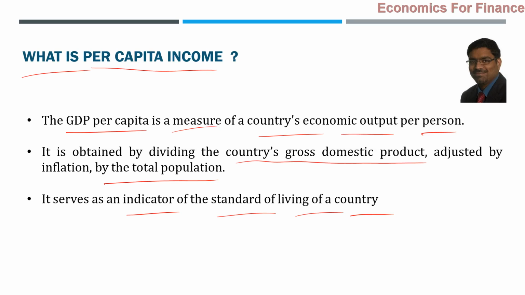So that is one measure only or indicator only. But is it always true that per capita income is the only measure? Absolutely, answer is wrong. Why? Because see, per capita income is sometimes a deceiving measure also.